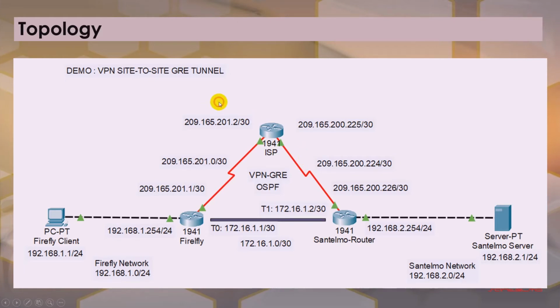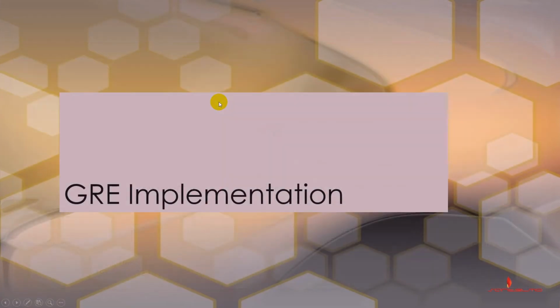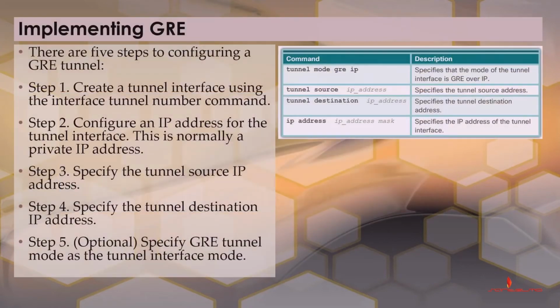How do we implement GRE? There are only a few steps. The first one is to create a tunnel interface using the interface tunnel number command, something like interface tunnel 0, interface tunnel 1. Then we are going to configure an IP address for the tunnel interface. This is normally a private IP address.